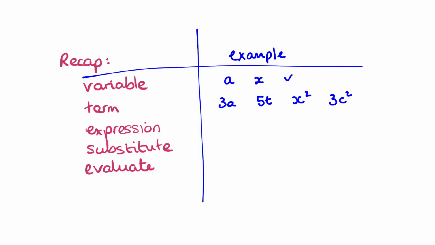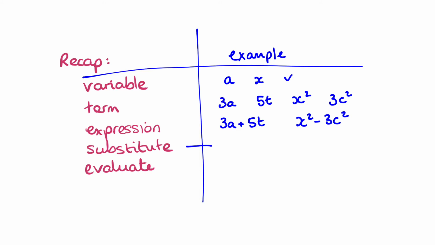An expression is what we get when we put these together. So, for example, 3a plus 5t is an expression. x squared minus 3c squared would be an expression. Now, when we substitute, we're swapping out the letter, remember, for the number that we're told it's worth.